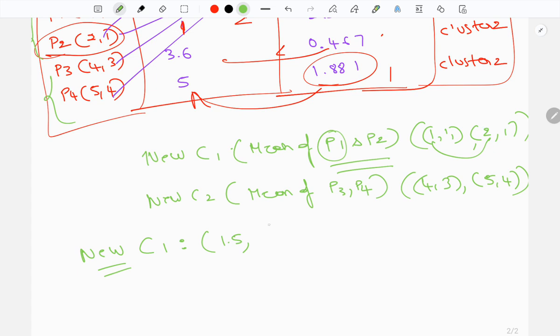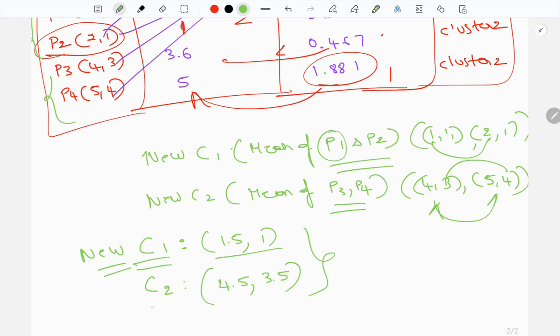Similarly, 1 plus 1 is 2, by 2 is 1. So it is 1.5 comma 1. Whereas for the mean of P3 and P4, there are two data points: 4 plus 5 is 9, by 2 is 4.5, and 3 plus 4 is 7, by 2 is 3.5. So these are the new centroids we have: the new C1 is 1.5 comma 1 and C2 is 4.5 comma 3.5.